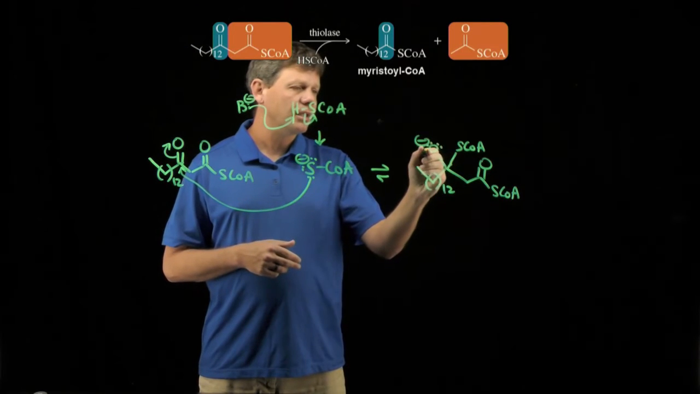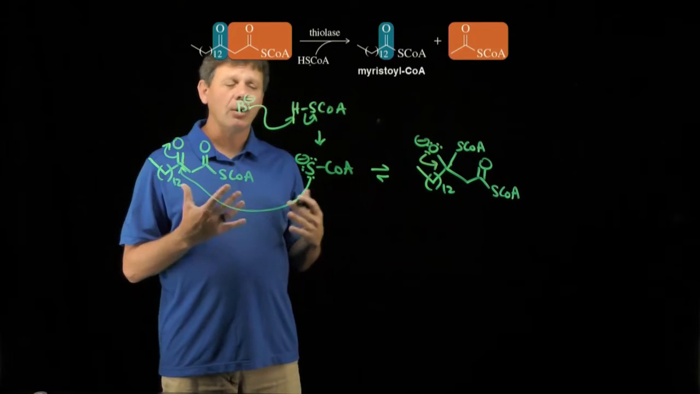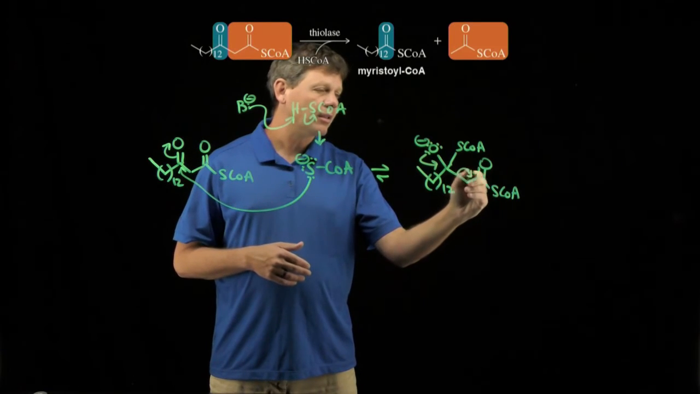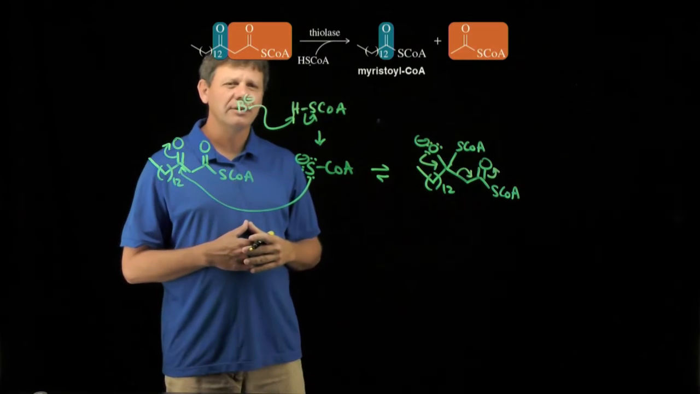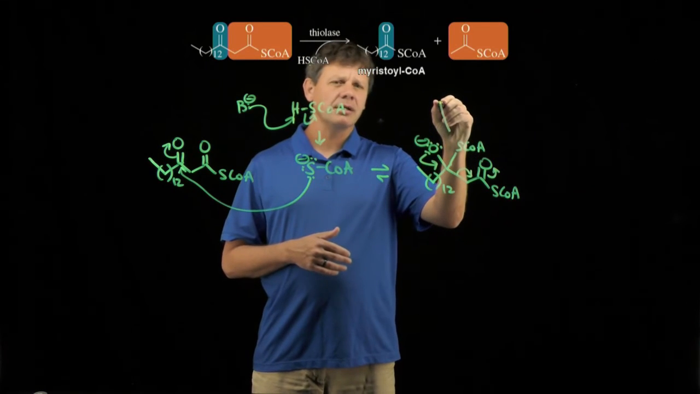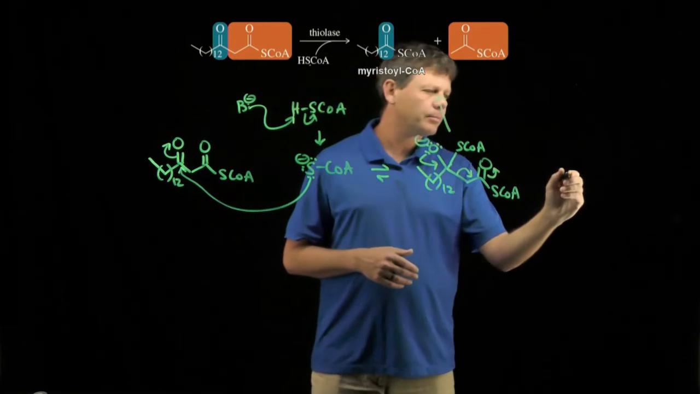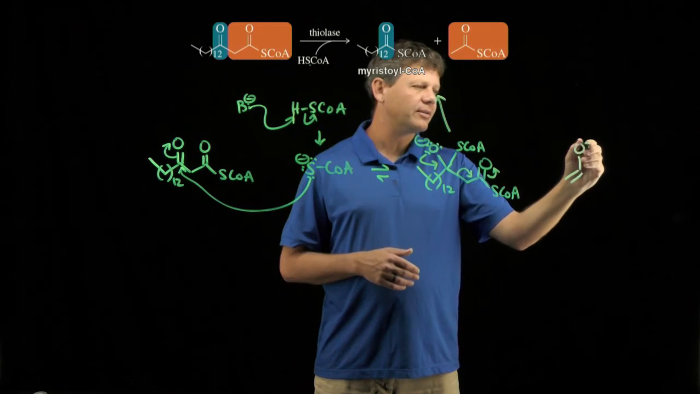And so the lone pair on oxygen is going to collapse down and kick out this group, this enolate, as a leaving group. That's going to complete formation of the myristoyl-CoA and produce this enolate.